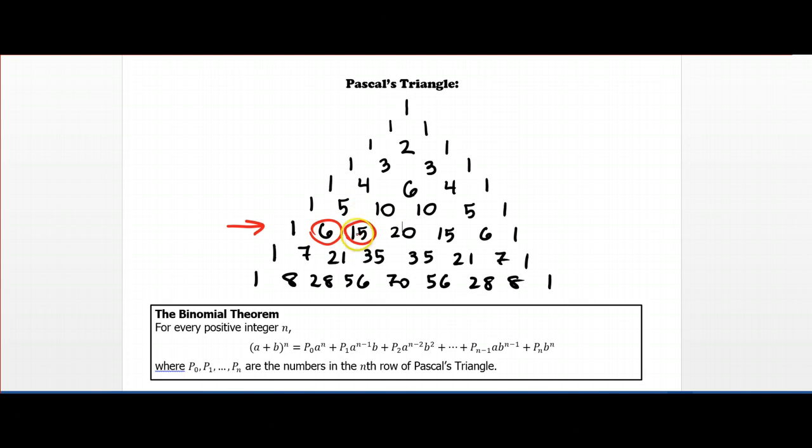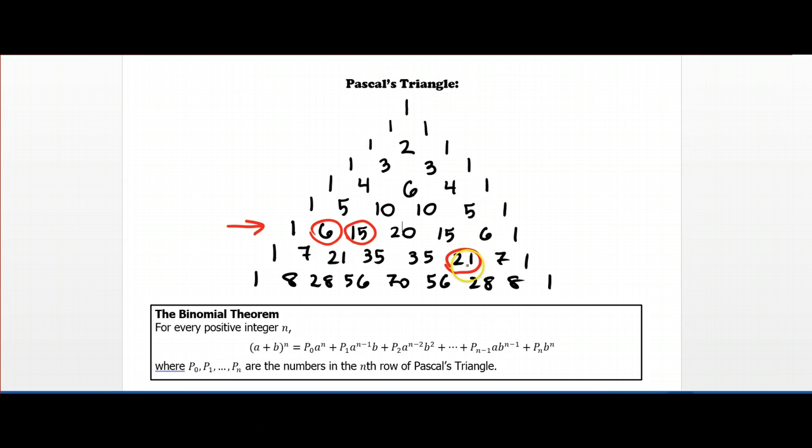What are the numbers above it? The numbers above it are 5 and 10. 15 is between the 5 and the 10. Guess what 5 plus 10 is? 15. Let's go to this 21 down here. What are the numbers above the 21? 15 and 6. 15 plus 6 is 21.